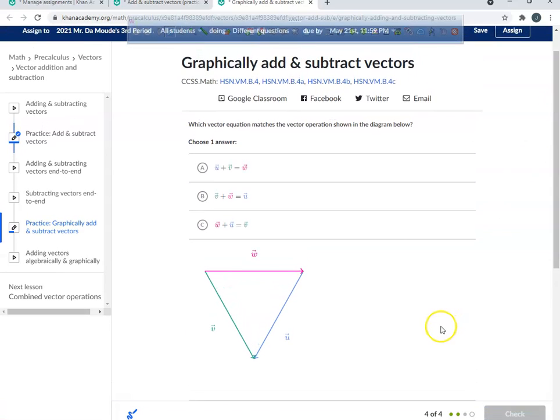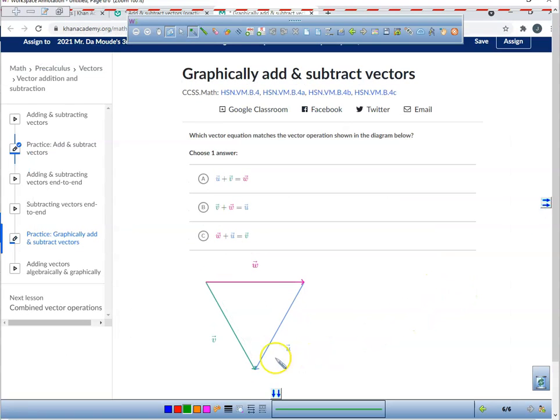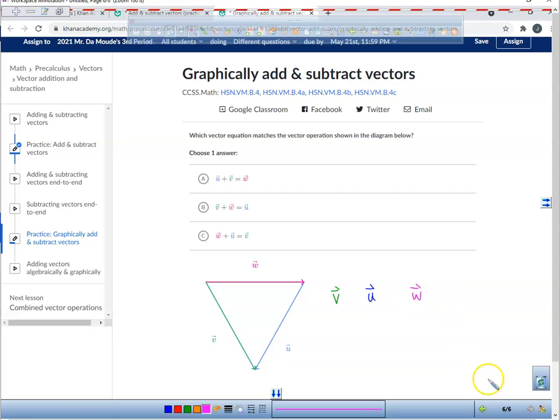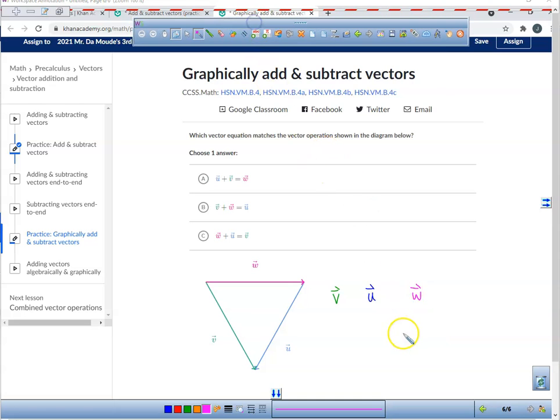Okay. All right. So right now we have: which vector equation matches the vector operation shown in the diagram below. All right, so let's look at tip to tail. We've got vector V, we've got vector U, and we've got vector W. When you guys are doing these, you're going to do them graphically and see which one actually works with the diagram.